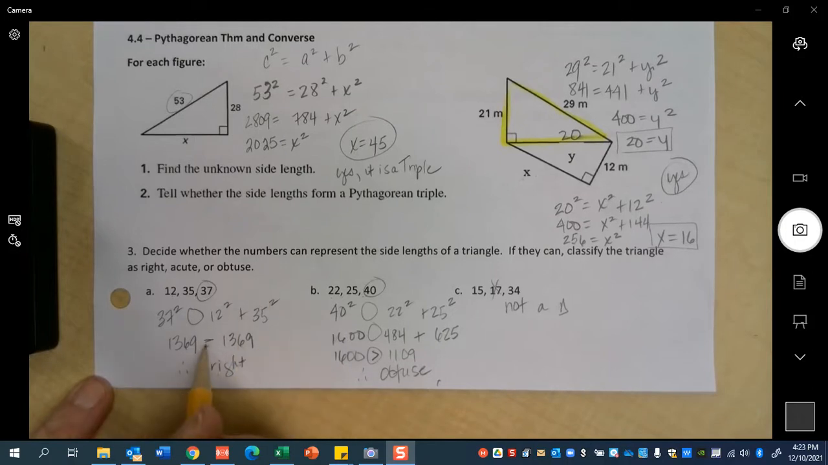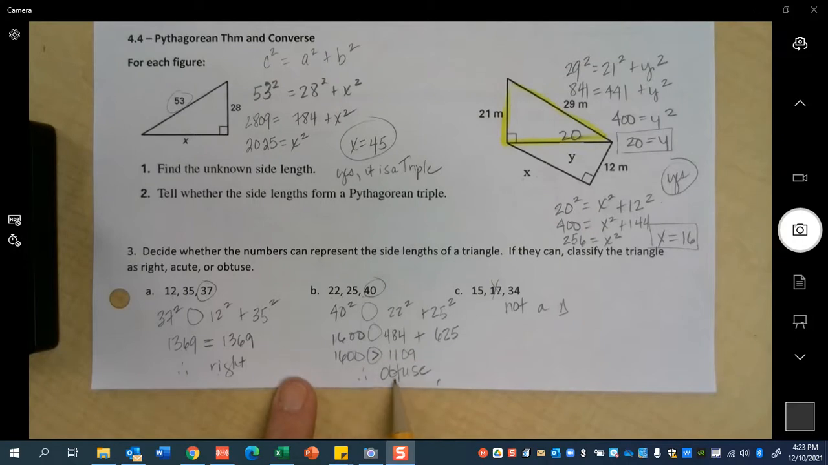So these are equal. Here's my largest side. 22 plus 25 is bigger than 40, so I'm okay. When I put that through the Pythagorean converse, I get this is larger, so it's an obtuse triangle.